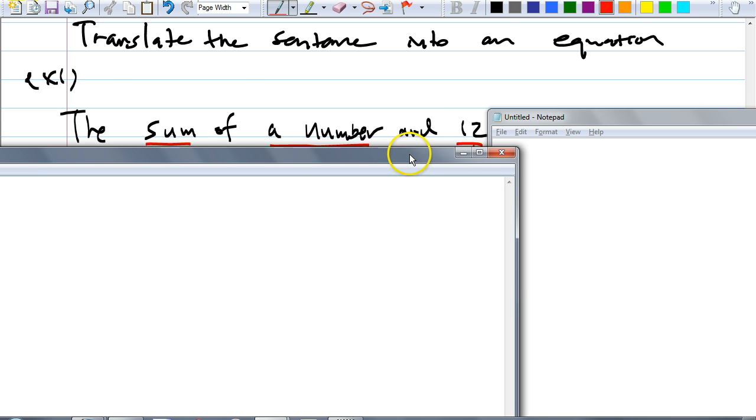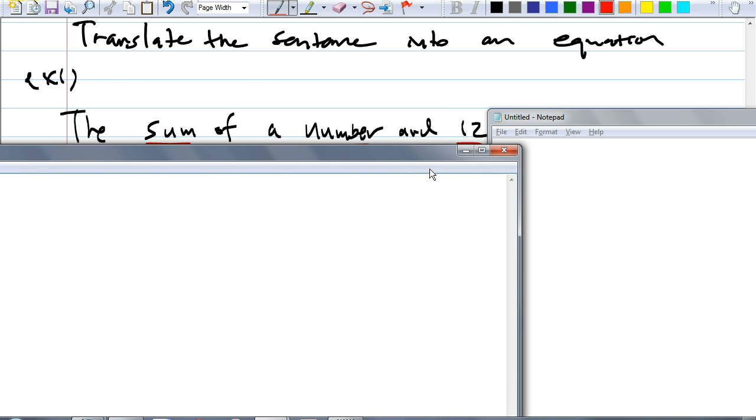Right? This is the same thing as what we had before. It's just a phrase. It says sum of a number and 12. What are we adding up together? A number and 12. So that's what we're going to do. Sum tells us to add these two things together.